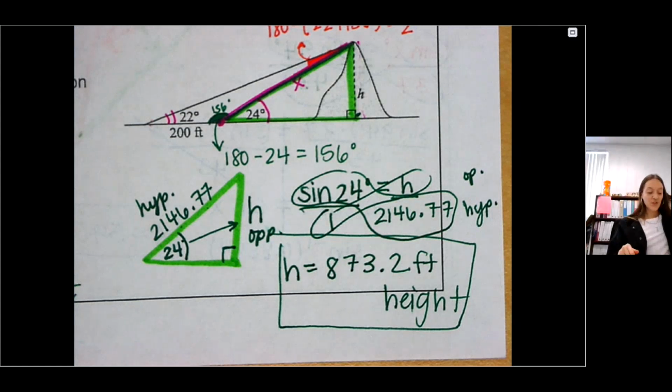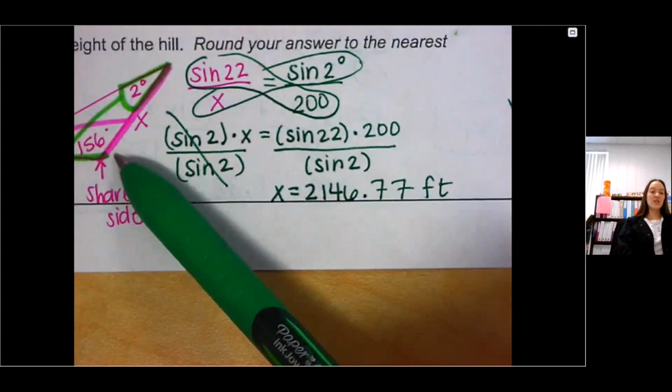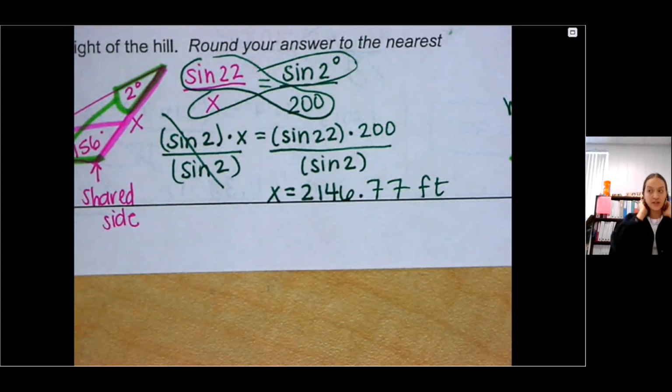So notice how we did both law of sines and trigonometry within the same problem. Remember, trig only gets used with right triangles, but law of sines and cosines get used for all other triangles that are not right triangles. Because if it's right, you might as well use some trigonometry.